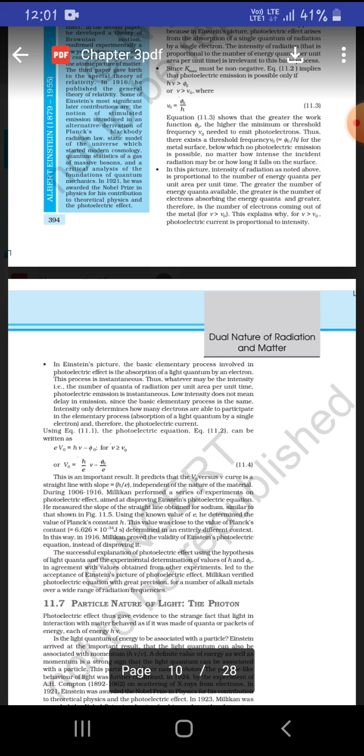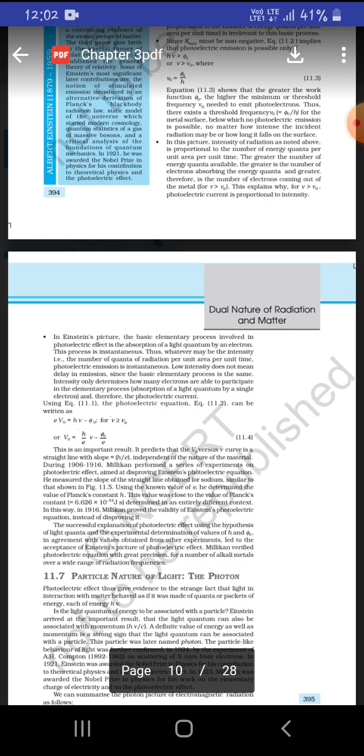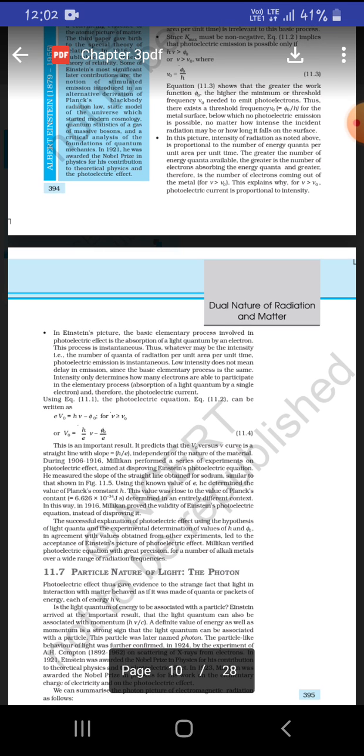In Einstein's picture, the basic elementary process involved in photoelectric emission is the absorption of a light quantum by an electron. This process is instantaneous, and thus, whatever the intensity, the number of quanta of radiation per unit area per unit time, photoelectron emission is instantaneous. Low intensity does not mean delay in emission. So here v0 = φ0/h is the formula that Einstein found.